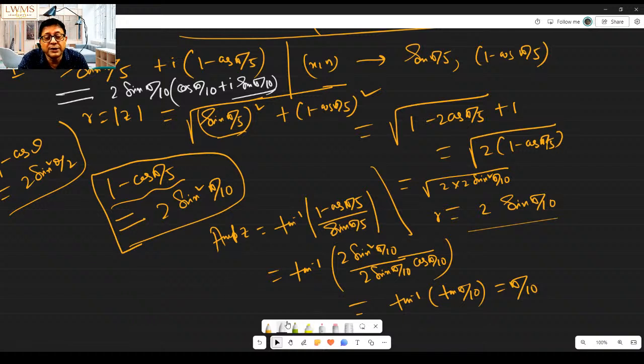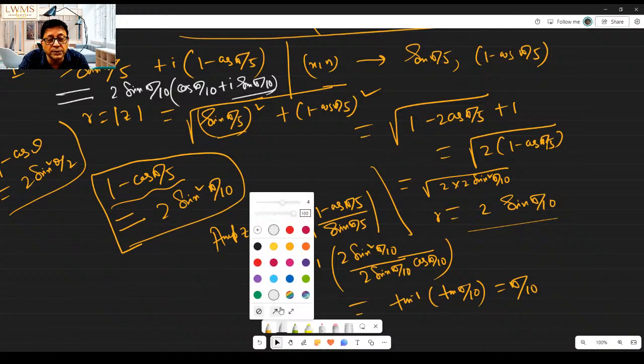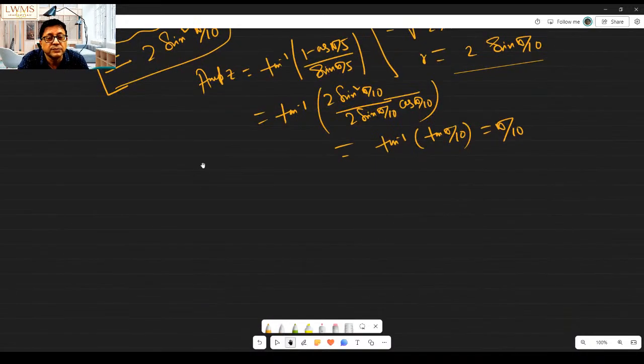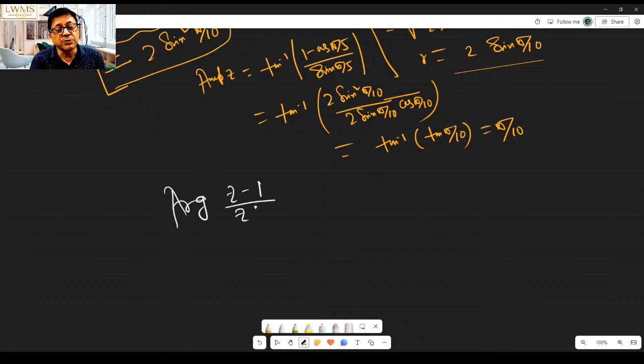Just write: find the locus of the point in complex plane satisfying the relation argument of z minus 1 by z plus 1 equal to pi by 4.